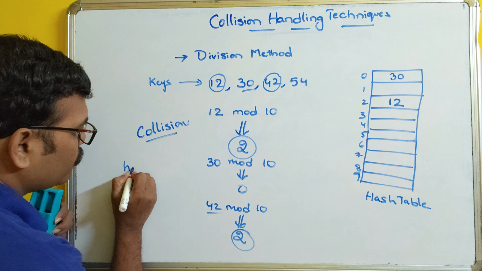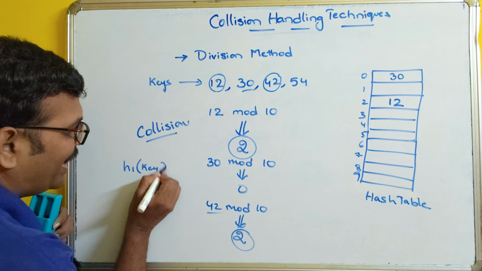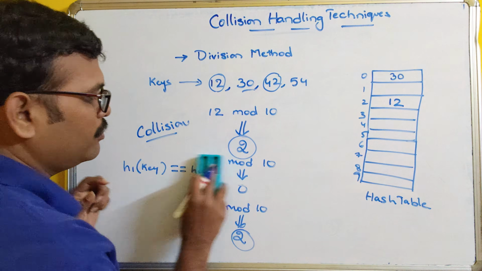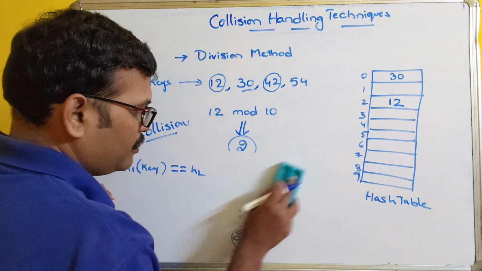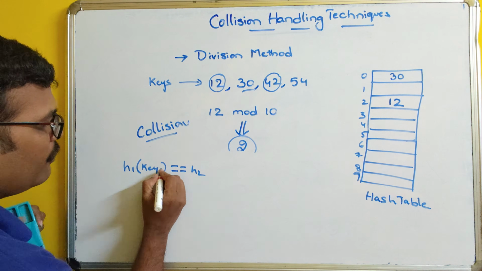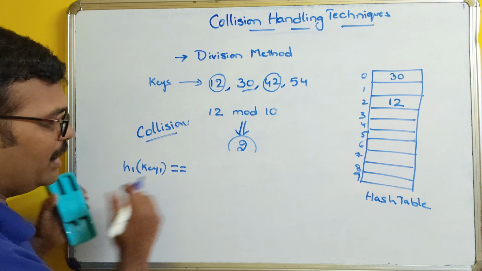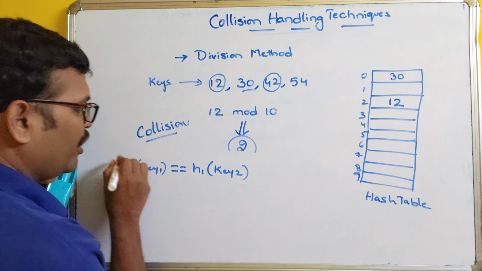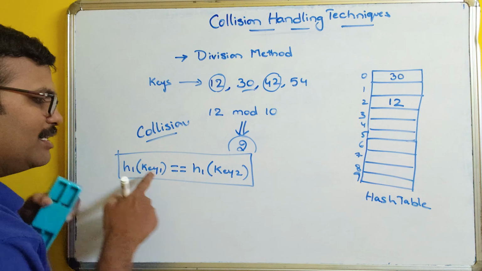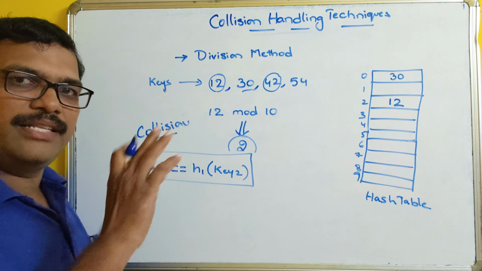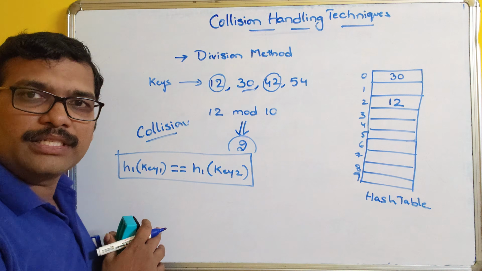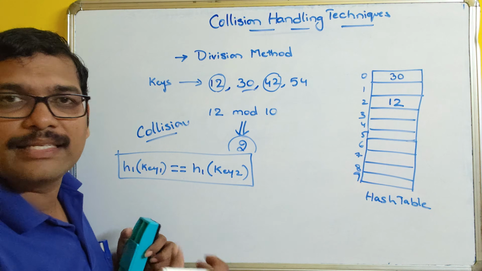For example, H1 of key 1 is equal to H1 of key 2. If in any case this condition is satisfied, we say it is a collision. Now how to handle such type of collisions? We have different techniques.